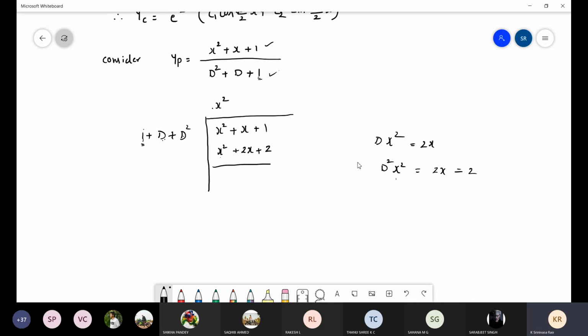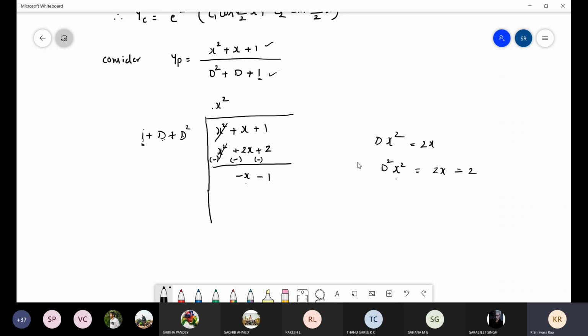Now the subtraction rule. Subtraction means minus. Please don't copy, just observe. Whatever the signs in the second equation, you should write the opposite. Since plus is there, this becomes minus, and this is minus, and this is minus. Then x square and x square get cancelled. Like that, I have to cancel term by term. Now what do you get? x minus 2x is minus x. Then 1 minus 2 is minus 1.